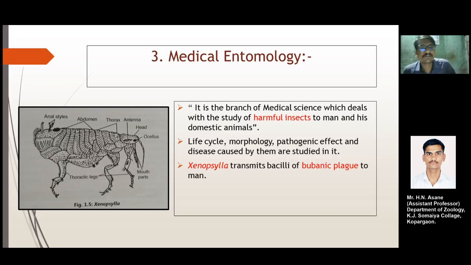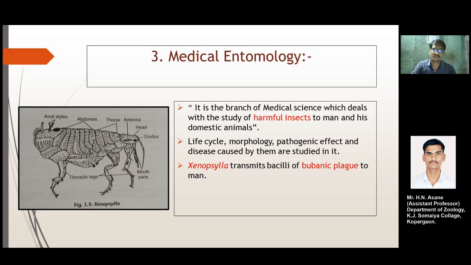So the third main type of parasitology, or the entomology, is medical entomology. It is the branch of medical science which deals with the study of insects harmful to man and his domestic animals. Medical entomology studies the life cycle, the morphology and pathogenic effect, and some diseases caused by them are studied in medical entomology.